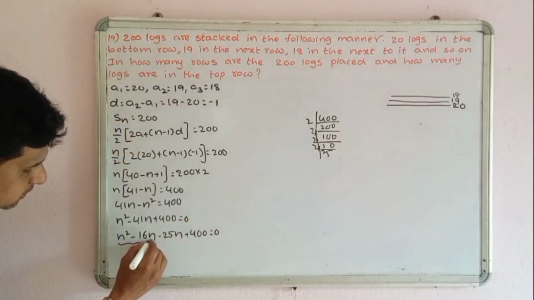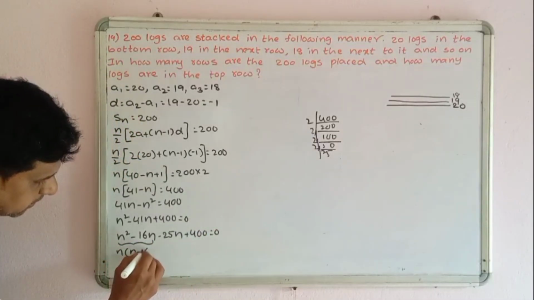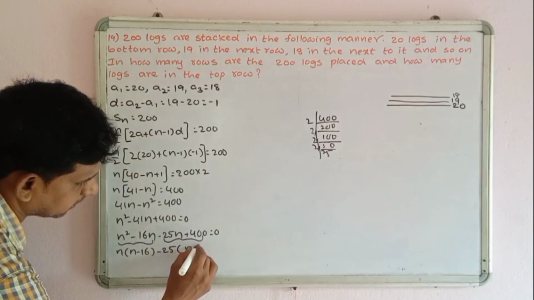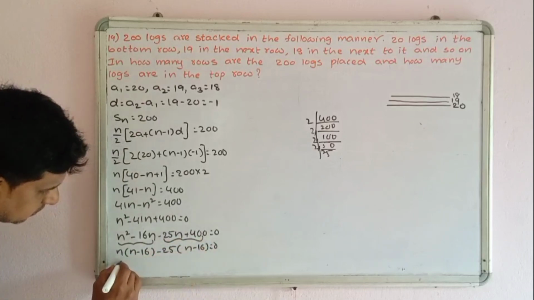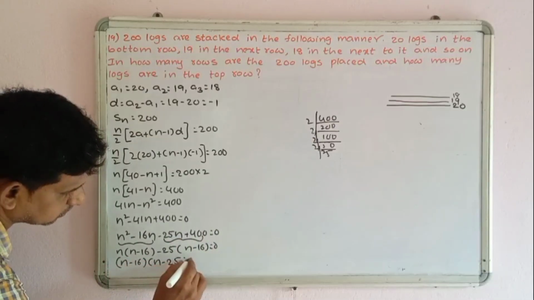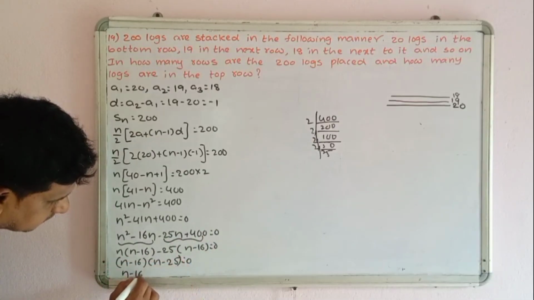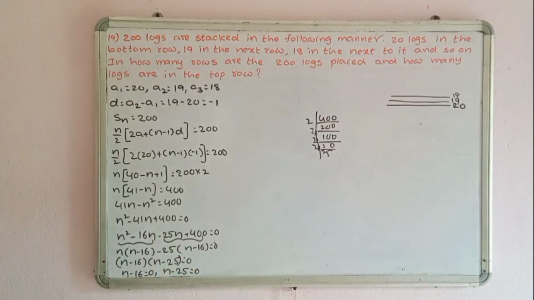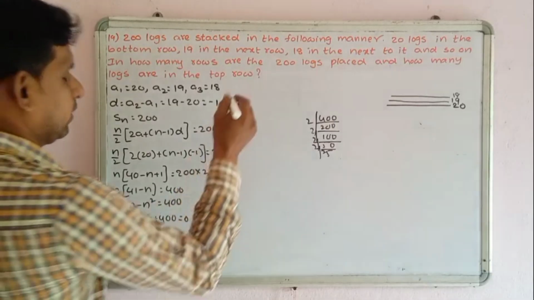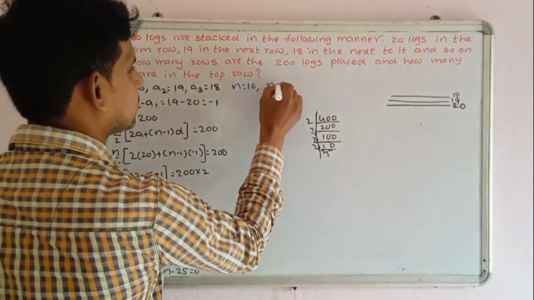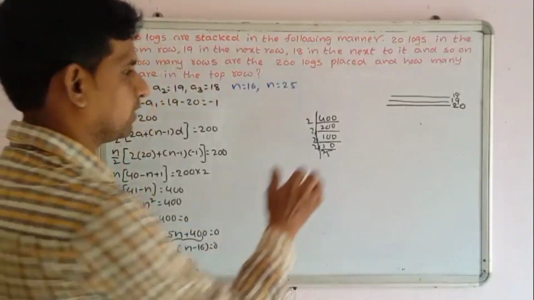From the first two terms, n is the common term, so n into (n minus 16). From the last two terms, minus 25 is common, so minus 25 into (n minus 16). n minus 16 is the common term, so (n minus 16)(n minus 25) equals 0. Therefore n equals 16 and n equals 25.